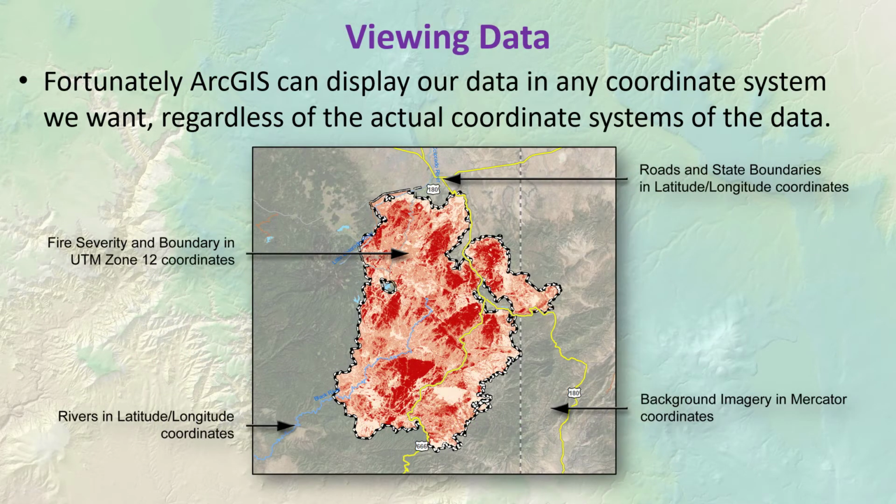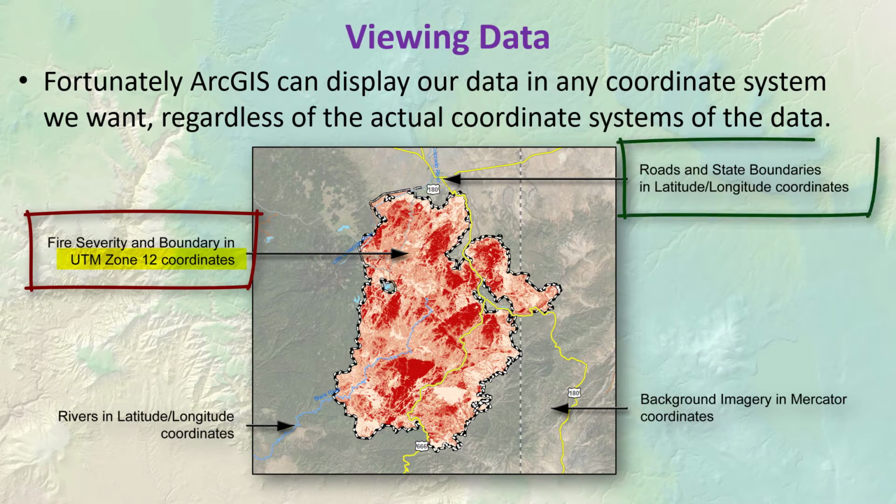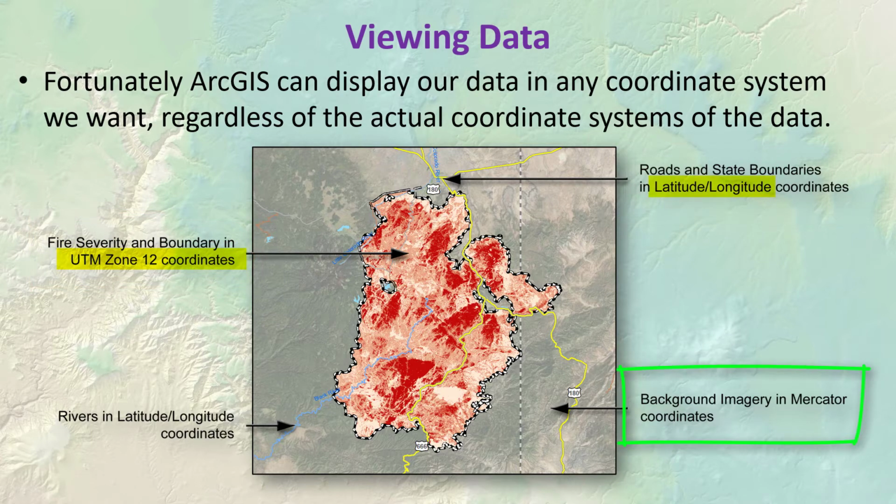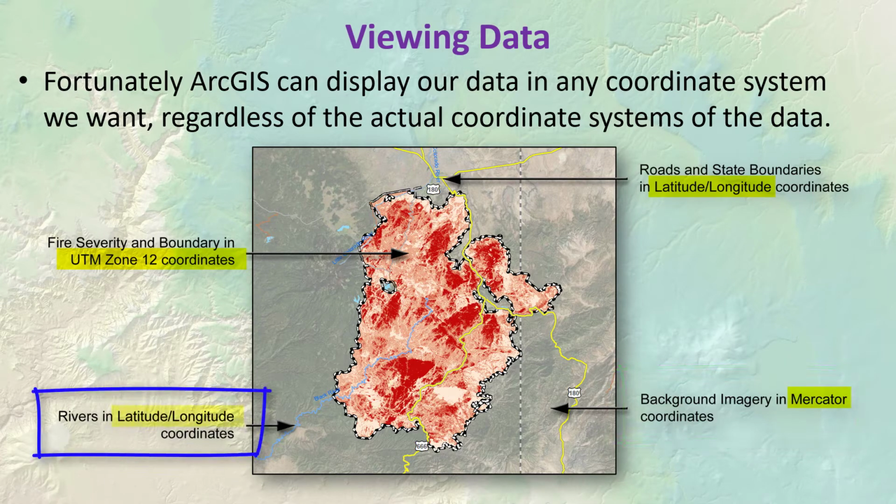So here's a typical scenario. We have data here in 4 different coordinate systems. We have fire severity that's in UTM zone 12. We have roads and state boundaries that are in lat-long coordinates. We've got this background imagery that's in what we call Web Mercator coordinates, and we have rivers in latitude-longitude coordinates. And ArcGIS can show them to you all together, which is really pretty cool.